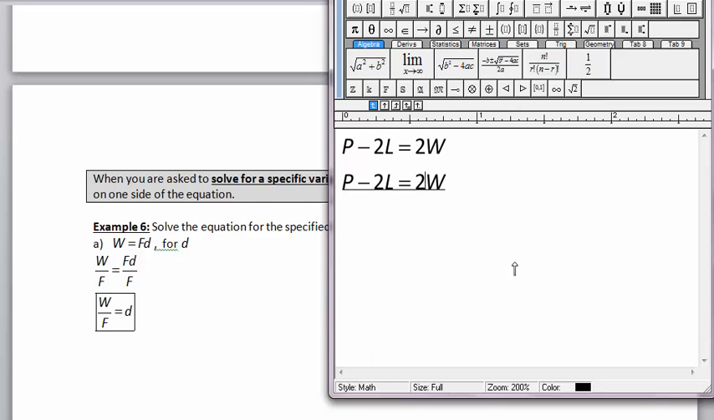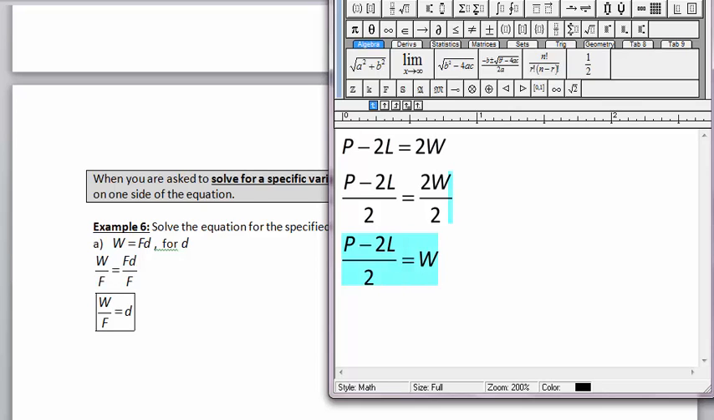The next thing to do is to get rid of the 2, the coefficient of w. To get rid of the 2, I'm going to need to divide both sides by 2. That's going to cause the 2's on the right-hand side to divide out. We're going to get just w over there. And on the left-hand side, I can't finish that division because I don't know what the values are for p and l. So I have just p minus 2l divided by 2 equals w. This is the new equation that has w solved for.